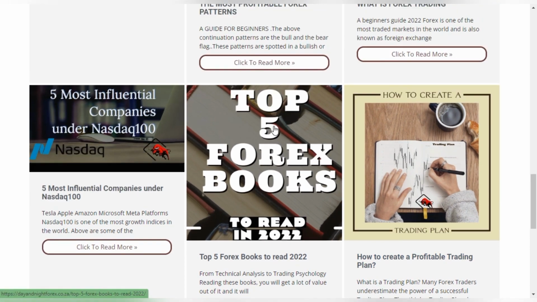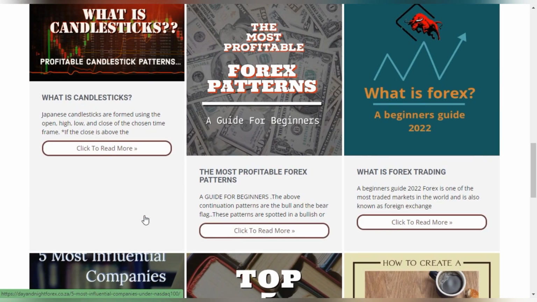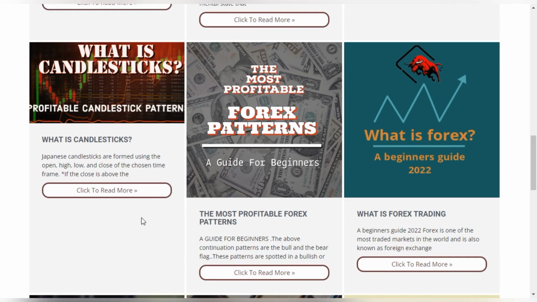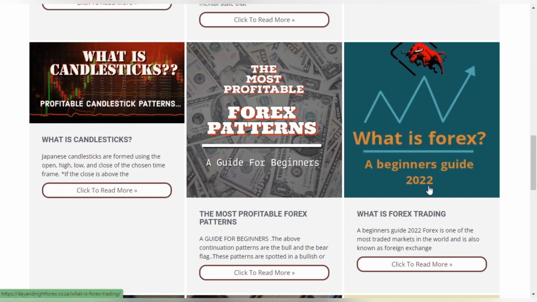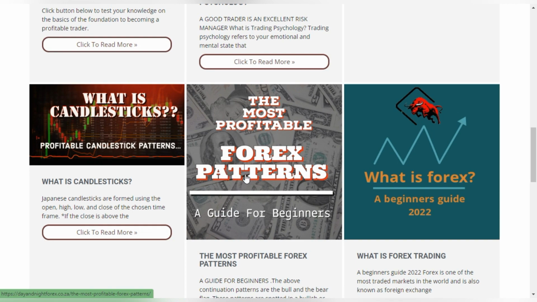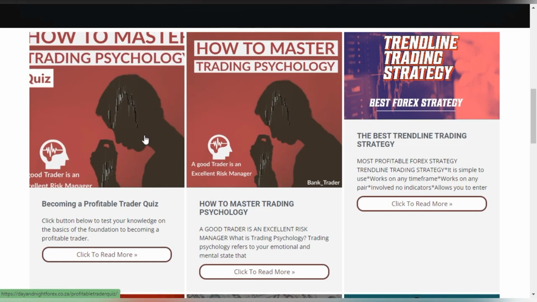So you can see all the other topics that we have here, like the top 5 Forex books that we think you should be reading in 2022. We also shared the 5 most influential companies under the Nasdaq, which will help you to master trading Nasdaq. As you know, we trade only Nasdaq here at Day and Night Forex, and that is the pair that we have mastered, right? We also shared what is Forex for beginners. If you're a complete beginner, we spoke about Forex patterns that you need to follow, what are candlesticks, and so forth, right?